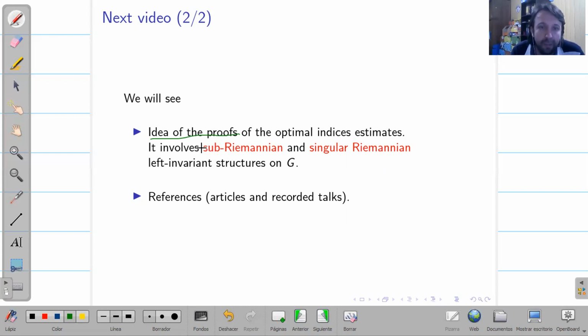let me try to convince you. The idea involves sub-Riemannian and singular Riemannian left-invariant structures of G. Okay, singular in the sense not a singular that has a point with a corner or something like this. It is something else that I will explain in the next video, and we will give some precise references, not only articles but recorded talks.